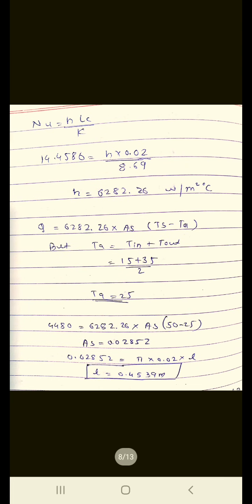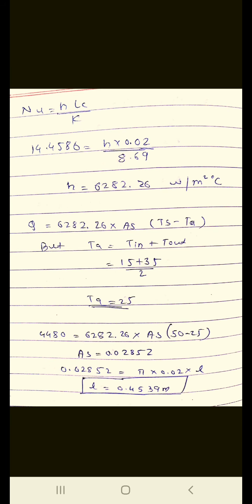Once we get Nu, we can use the relation Nu is equal to h LC divided by K. So here after putting the values, the only unknown is h. So we will get h as 62.8226 watt per meter square degree Celsius. So we can now calculate TA. TA is equal to T in plus T out divided by 2, and it is 25 degrees Celsius.